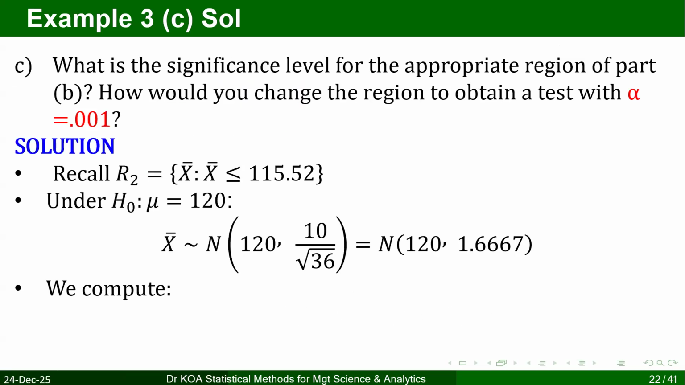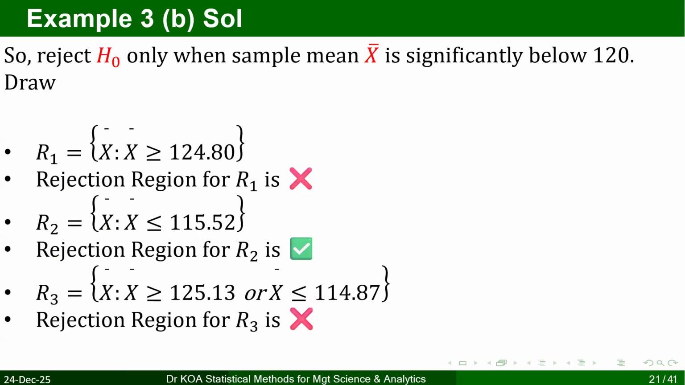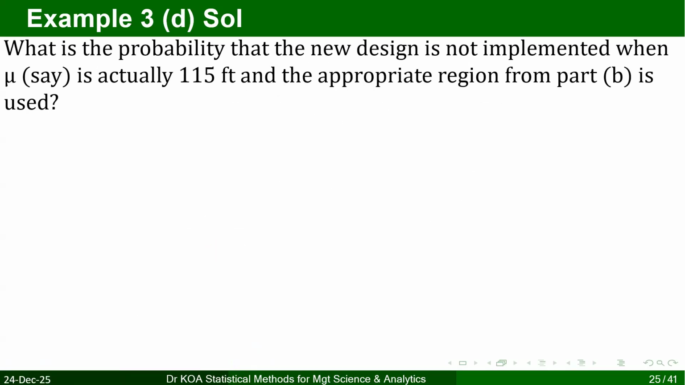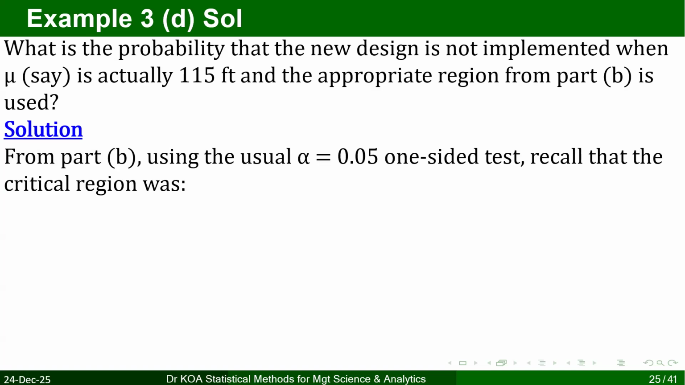Let's go back here. This is for part C. Part B, we are using 115.52. So how do you work that? You're using the appropriate region for part B. Now, from part B, what was the alpha? Let me just remind you quickly. Part B, alpha was 5%. And if you could remember, it was also one-sided. So if it is one-sided, what would be the critical region?